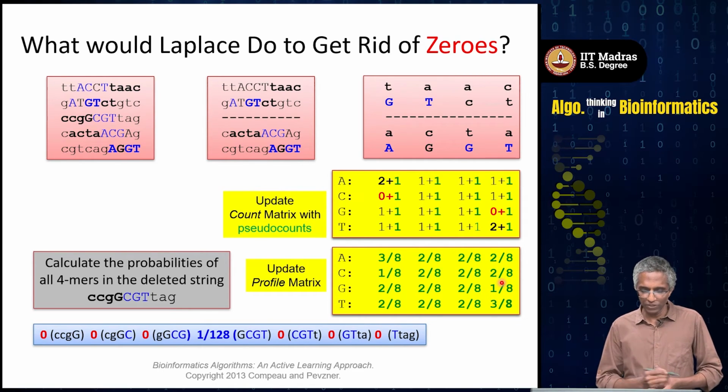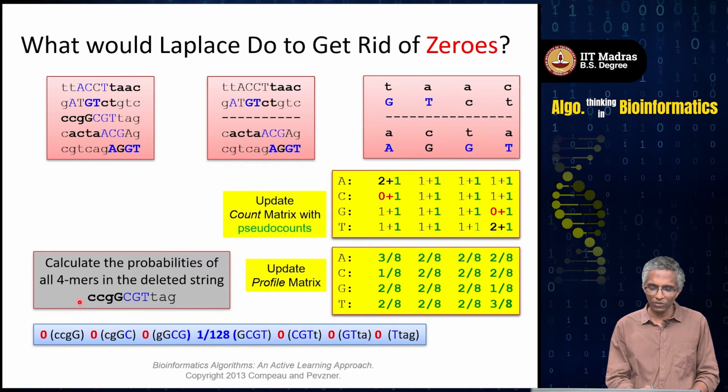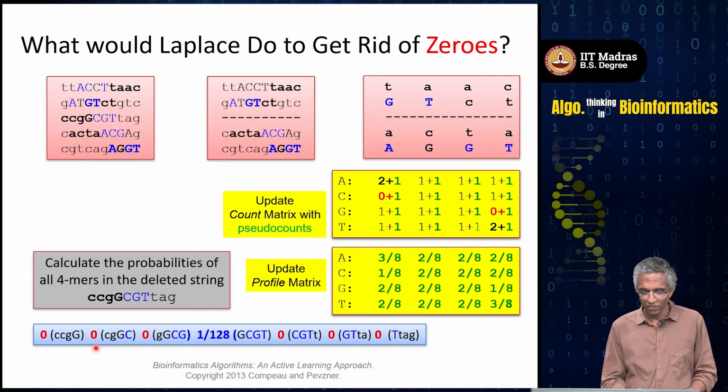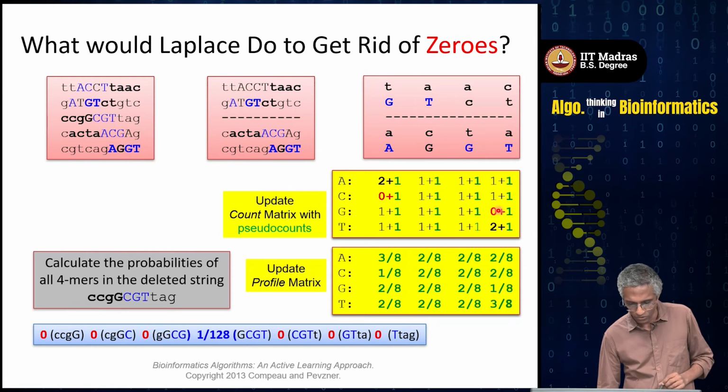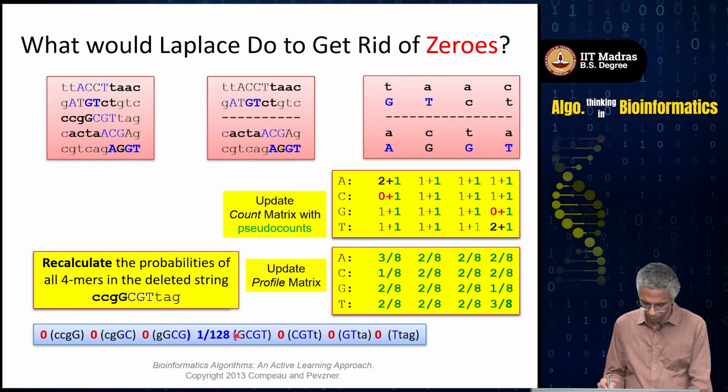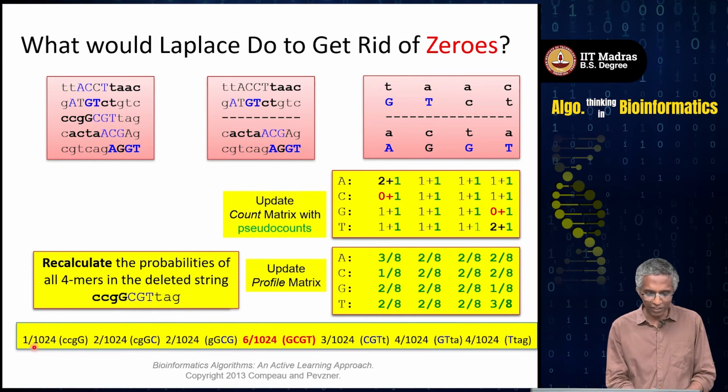Okay. And because of that, now if you update your probability of the different k-mers in your deleted string, the third string, right, all of the zeros that were there before, because of the 0 entries here and here, will now be non-zero. So all of this will get updated to 1 in 1024, 2 in 1024 and so on, right. And still the highest probability is the GCGT string, but you have these non-zero probabilities for all the other things. So, this was 6 over 1024, this is 3 over 1024, this is 4 over 1024.